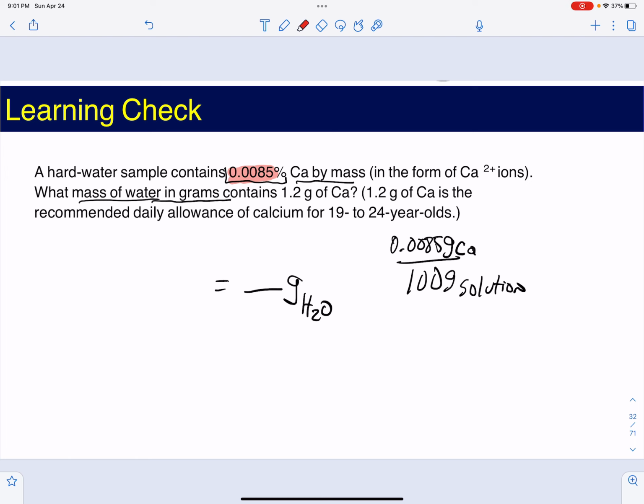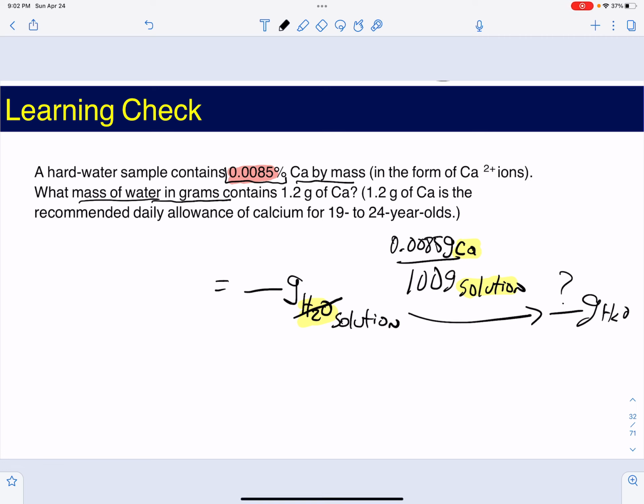And we have a problem because, not really a problem, but we're looking for water. What do we have on our conversion factor? We have calcium and we have solution. There's no water in there. So how do we find that? Well, let's do it this way. Let's not find the mass of the water. Let's find the mass of the solution first. So we're gonna find the mass of the solution instead. And from there, hopefully we will find the mass of water.